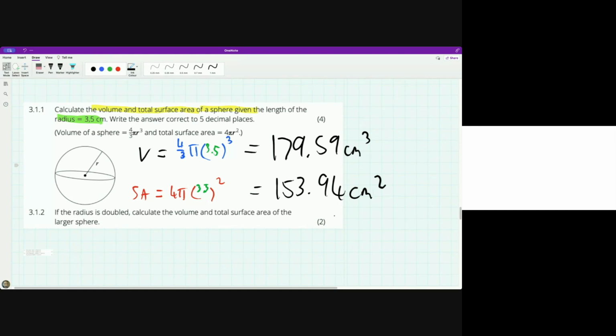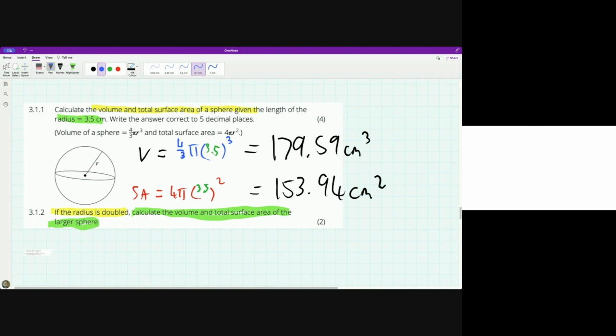Okay, everyone, that wasn't so bad, but now they're going to spice it up a little bit. It says, if the radius is doubled, calculate the volume and surface area of the larger sphere. Actually, that's not so bad. What's the only thing I need to change in order to get the volume and surface area of the bigger sphere? You could leave it as a fraction unless they say round to 2 decimal places. It just depends on the instructions.